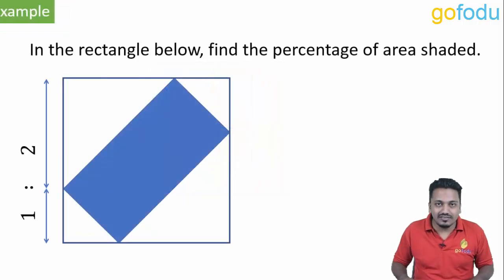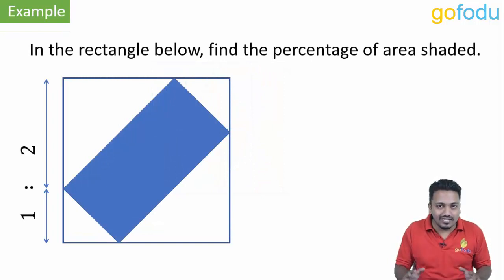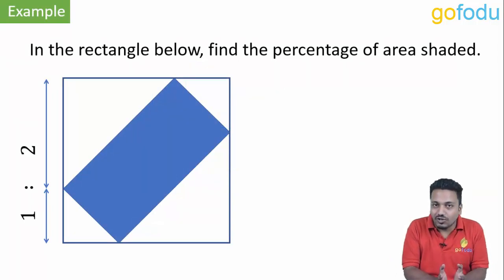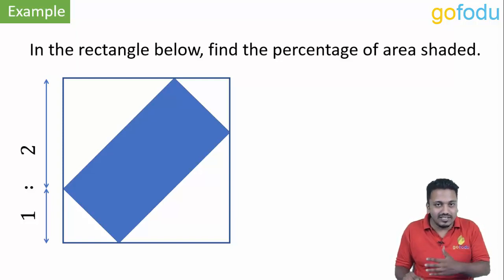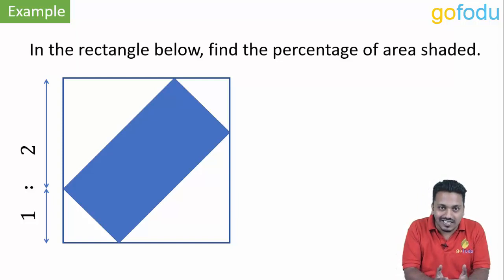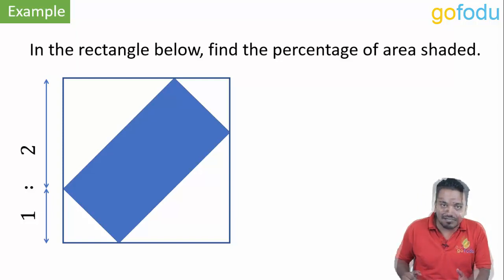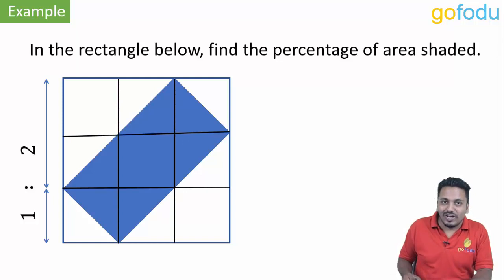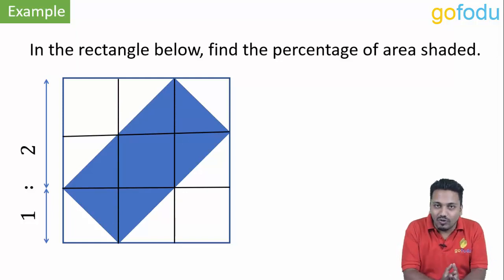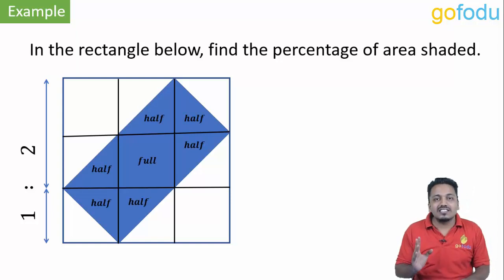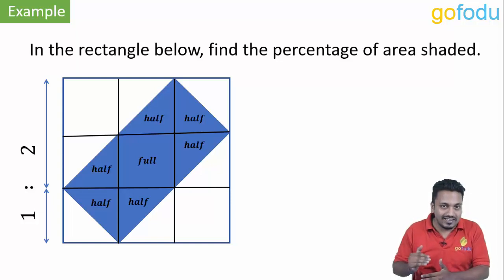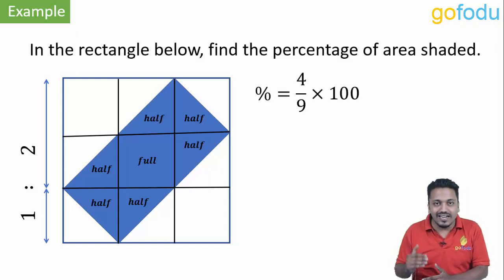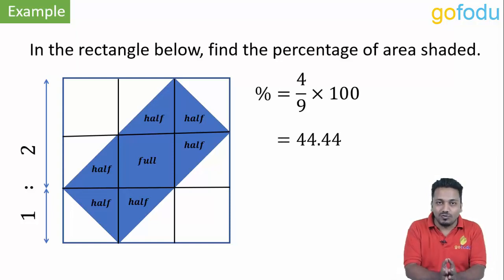Take another question. A rectangle inscribed in a square is given and we have to find what percentage of area is shaded. Now in this figure, side of square is trisected, right? The ratio is 1:2 means it is trisected. Now think of a dissection in which the sides are trisected. Here you go, 9 smaller squares. Out of these 9 small squares, 1 full square and 6 half squares are shaded. That makes a total of 4 full squares out of 9. So the percentage will be 4 upon 9 into 100, that is 44.44.